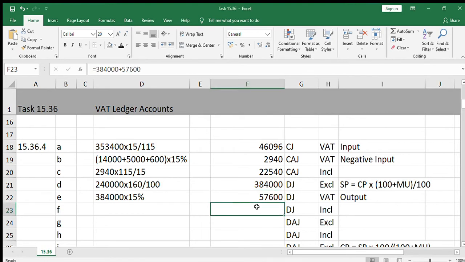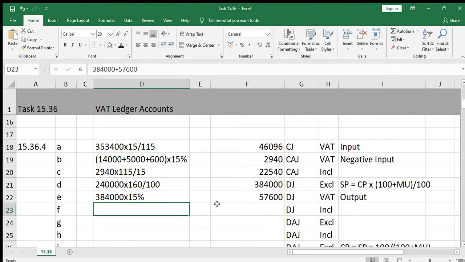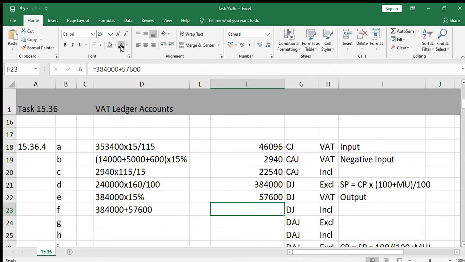Okay, moving on to the next journal, which is the debtors, F we still need to calculate. F is the amount of debtors control. And the debtors control amount must be the sales amount plus the VAT amount. So 384,000 plus 57,600, which is 441,600. I have made a note for here that the debtors control amount must include VAT.